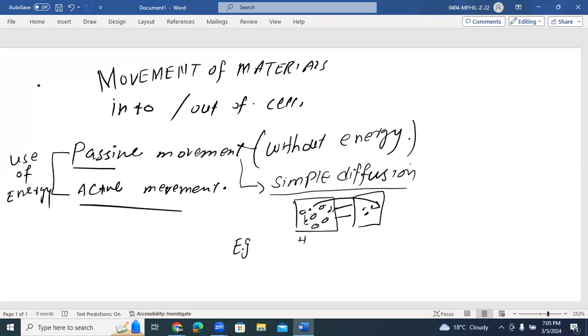What would be the example here? Diffusion of oxygen and carbon dioxide, and this is where it takes place: between alveoli and blood capillaries.